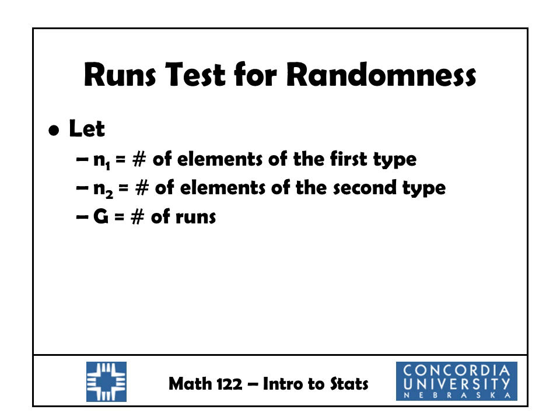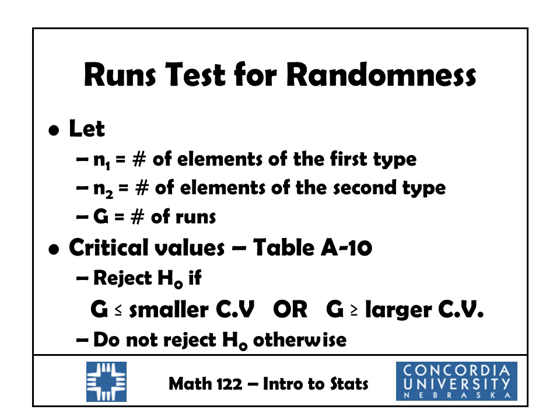So let's let n1 be the number of elements of the first type, n2 the number of elements of the second type, and g be the number of runs. Now we're going to do a traditional method to come to our technical conclusion, meaning we're going to compare things to critical values. That comes from table A10, which again is on that worksheet Hypothesis Testing Tables.